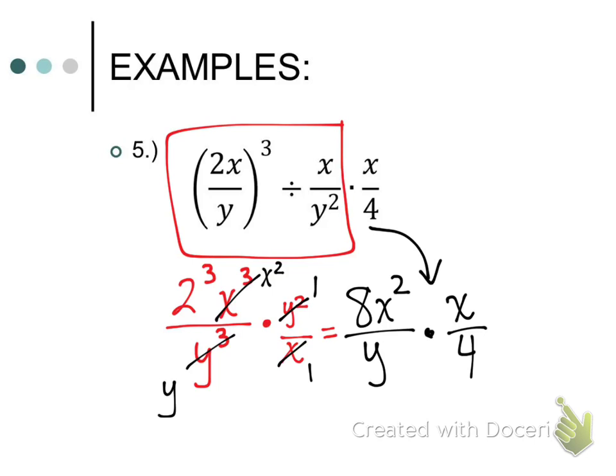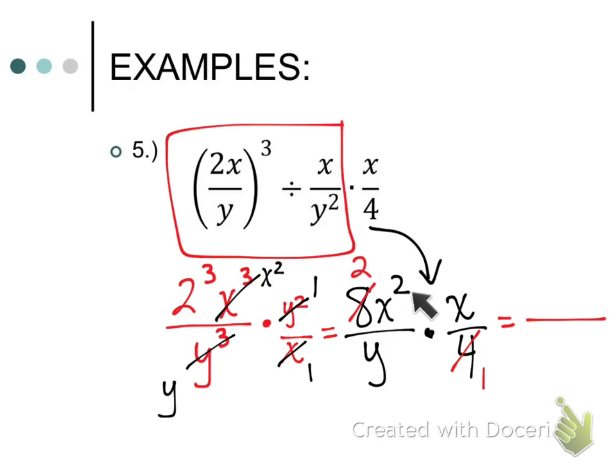All right, so now that we've got our next part, we should be checking to see if we can cancel anything out. May, what do you think? 8 and 4. 8 becomes 2. 4 becomes 1. Wonderful. Nothing else is going to cancel out here. So we are ready to write our answer.